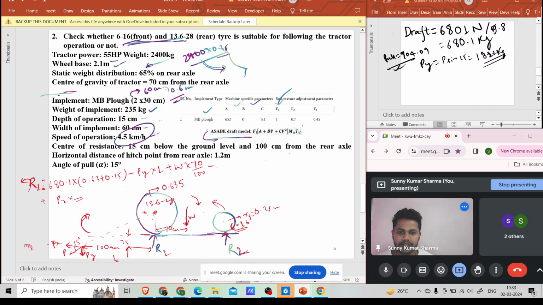Counterclockwise is negative for us, that is R2 into 2.1, the wheelbase. R2 into 2.1 will be equal to 0. All the moments are now balanced. So this will give the value for R2. This R2 you have to check, this should be less than 20% of this value. That is the first requirement. Why are we doing this? I have told this and you didn't ask. Why should this be less than 20% of the static weight?